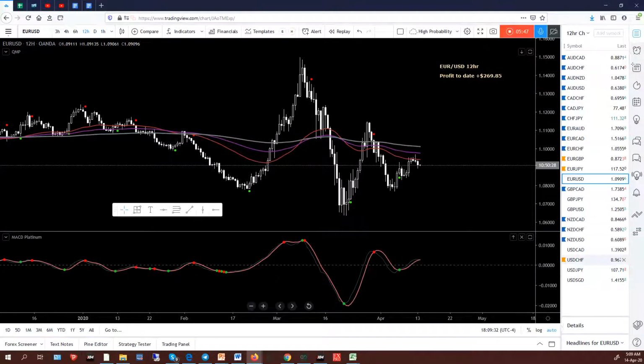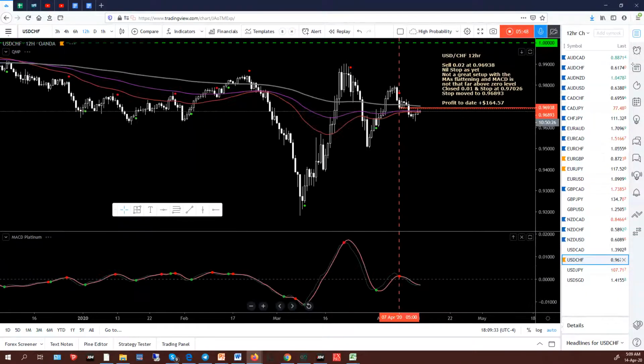And finally, the last one to chat about, USD Swiss franc. Going nowhere fast. I took a sell back here. It's already through the MACD Platinum zero level, which is one of my warning areas to start tightening up the trade, which I did. All I've done this morning is bring the stop inside the entry level. It was just on the other side.